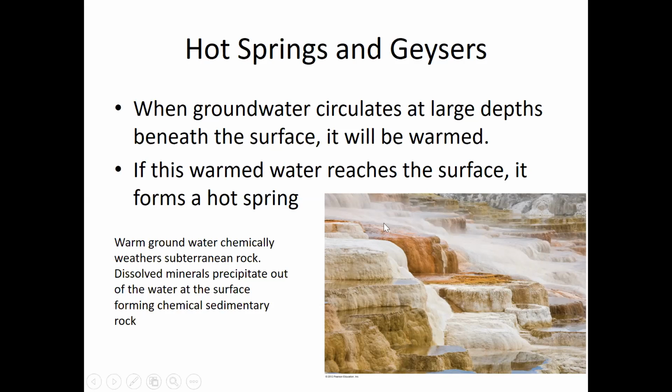So this is Mammoth Hot Springs in Yellowstone. You can see the water cascading over these deposits of chemical sedimentary rocks that have been deposited as the minerals precipitate out of the water.